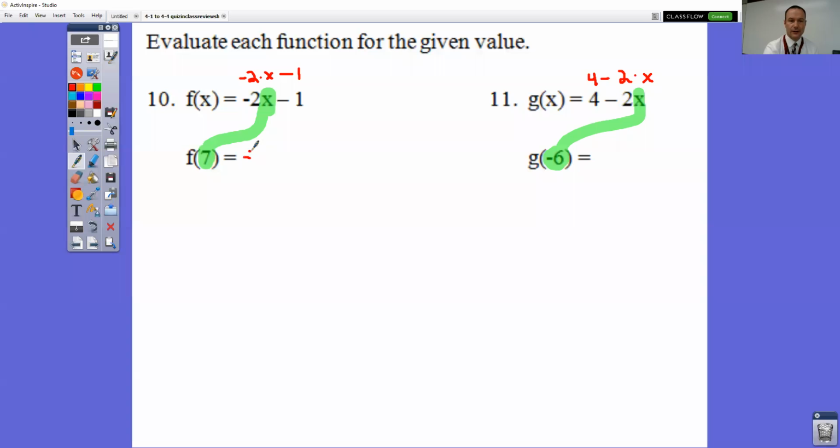In number 10, you would have -2 times 7 - 1. You could just type it right into the calculator exactly how it is. Now, if you're trying to do this in your head, one quick reminder, you have to follow order of operations. Please excuse my dear Aunt Sally, PEMDAS, however you want to think about it. You would have to do the multiplying first before you do any adding or subtracting.